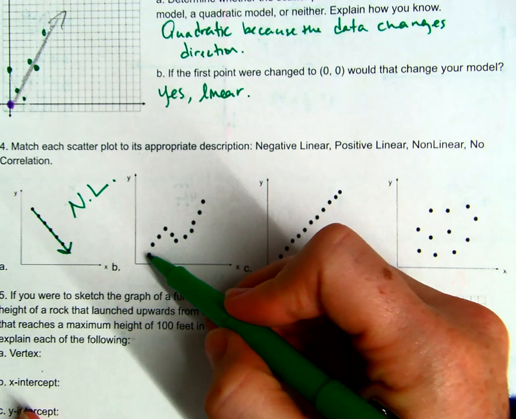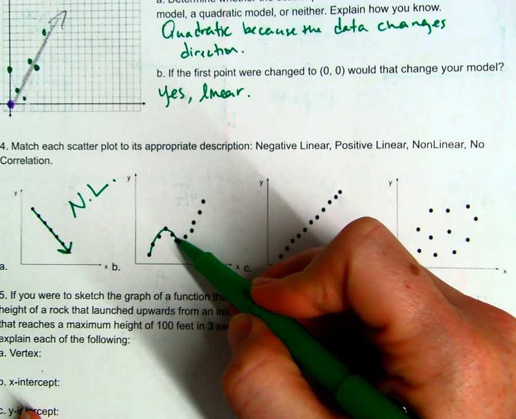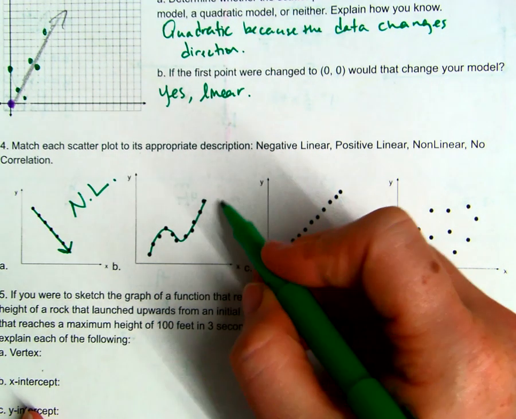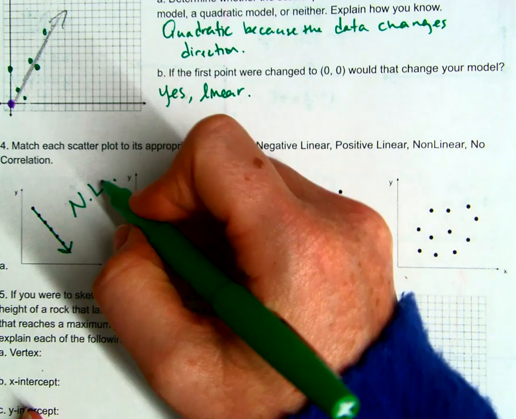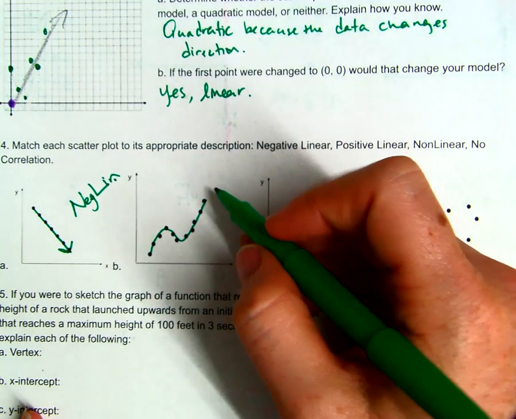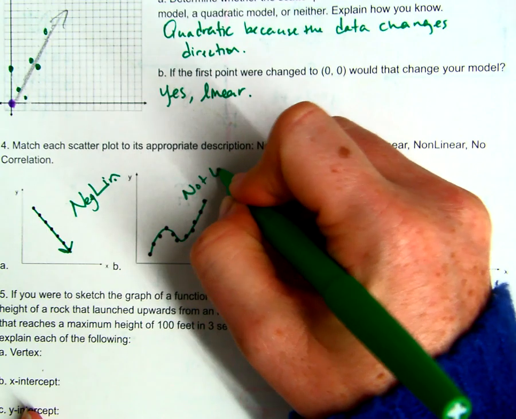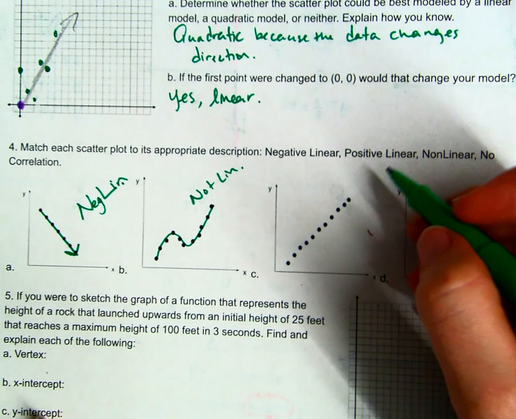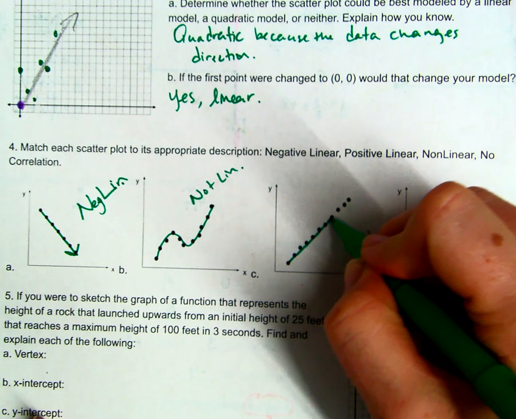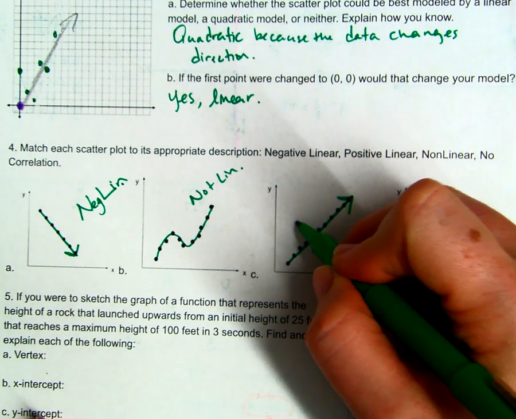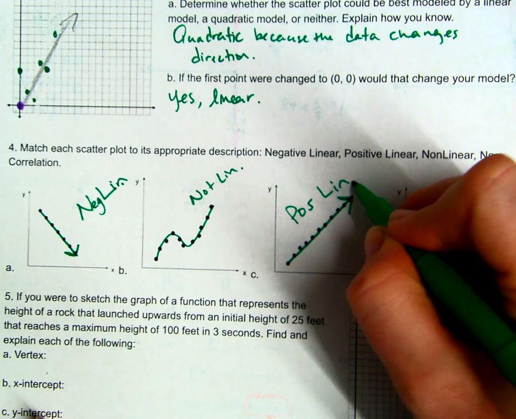Second one, you see how it curves, changes directions again. That's really not linear. So on this one, I would put nonlinear, right? Because it's got all the changing of the directions over and over. Third one, positive linear, because the data is getting bigger and it looks like it's a line.